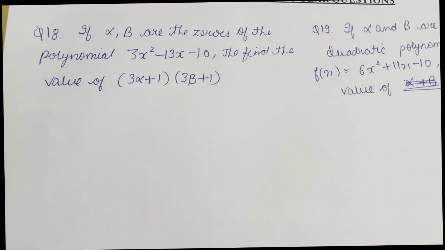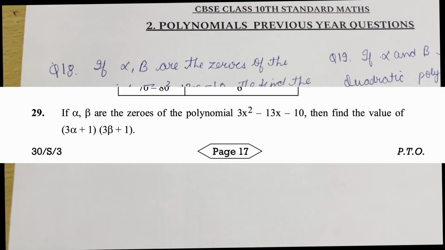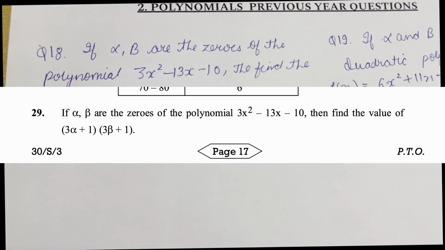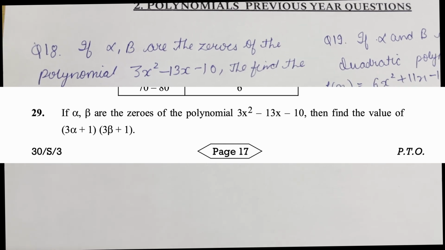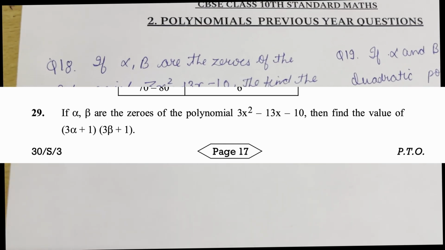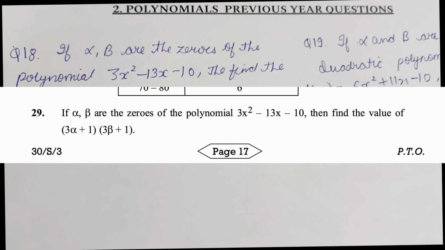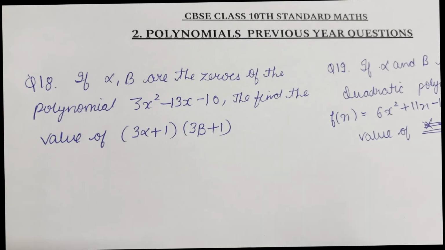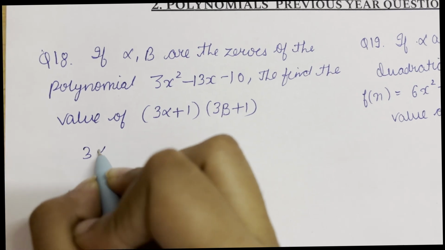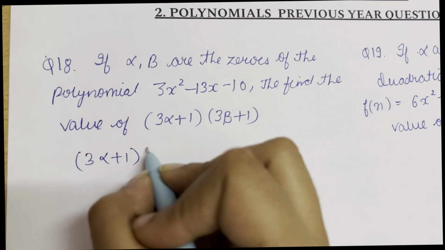Our next question says that if alpha and beta are the zeros of the polynomial 3x square minus 13x minus 10, we are asked to find the value of (3 alpha plus 1) multiplied with (3 beta plus 1). So first of all, we'll simplify what is being asked of us.